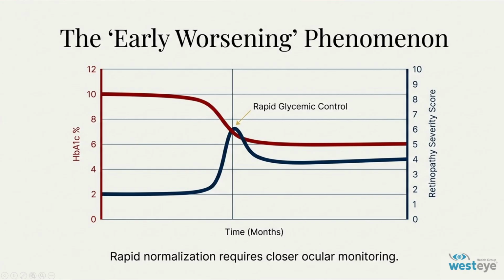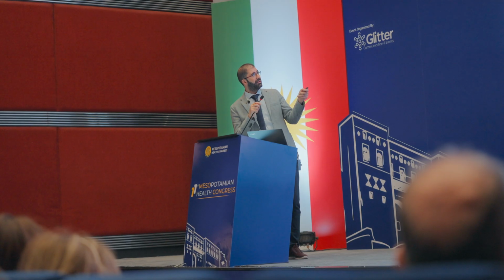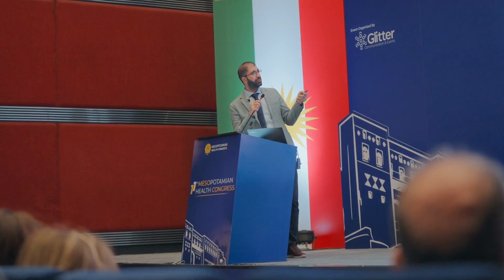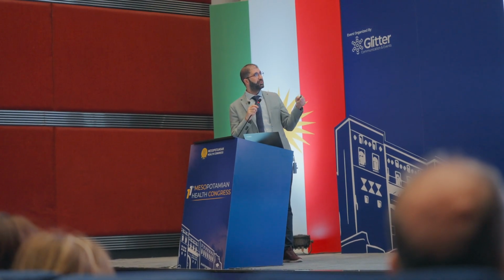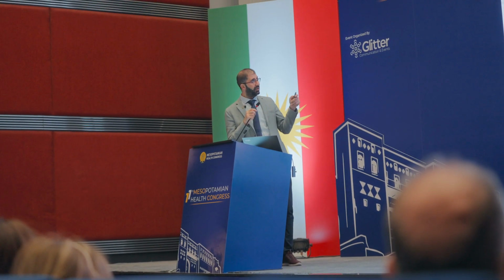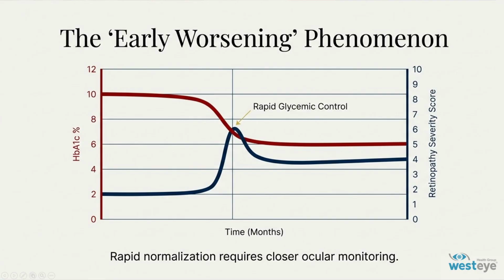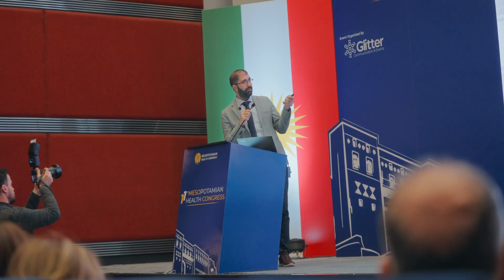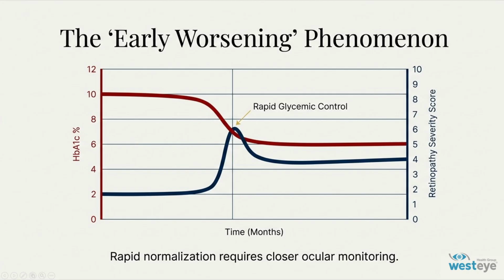When the HbA1c drops rapidly, the severity of diabetes peaks temporarily. It doesn't mean that you shouldn't control the diabetes or you shouldn't decrease the HbA1c. It means a rapid drop in HbA1c needs closer follow-up in diabetic patients, and you should refer these kinds of patients to an ophthalmologist if you are planning to drop HbA1c rapidly.